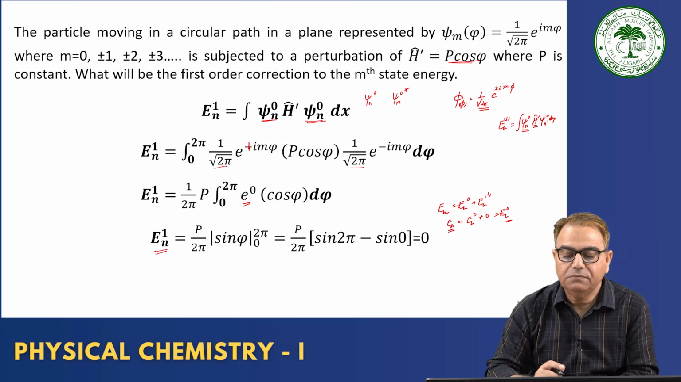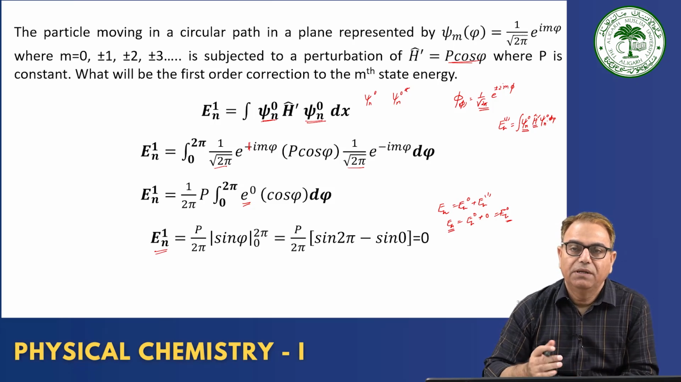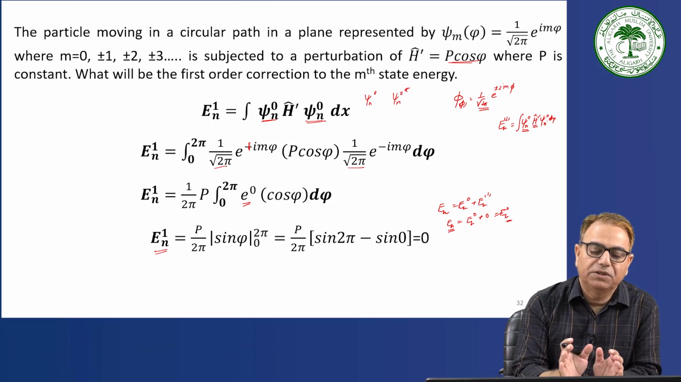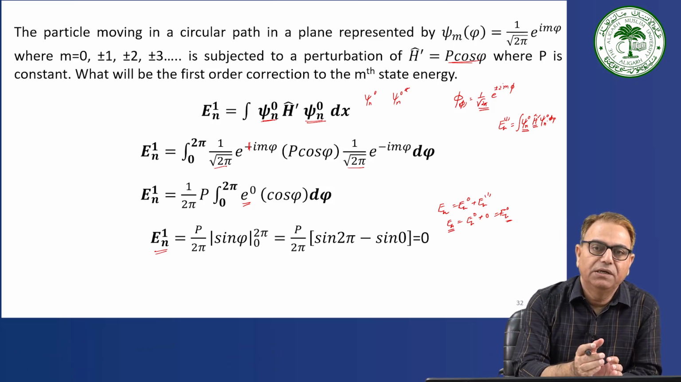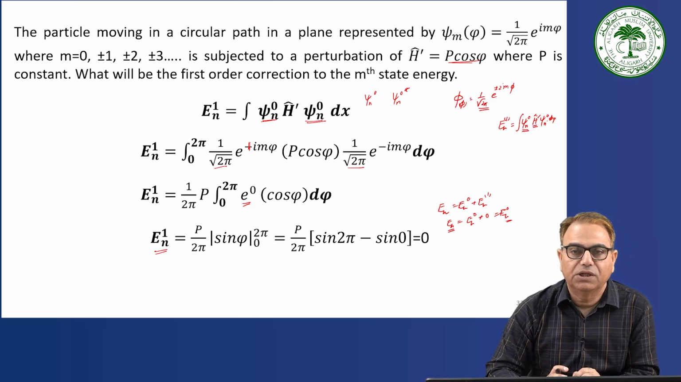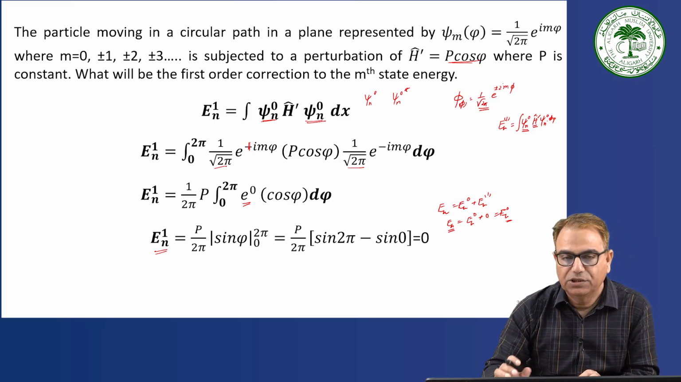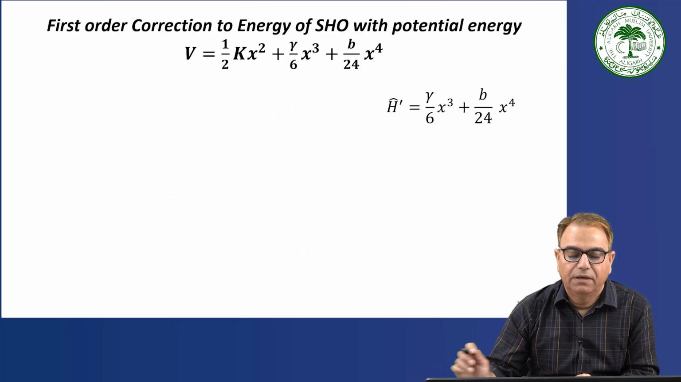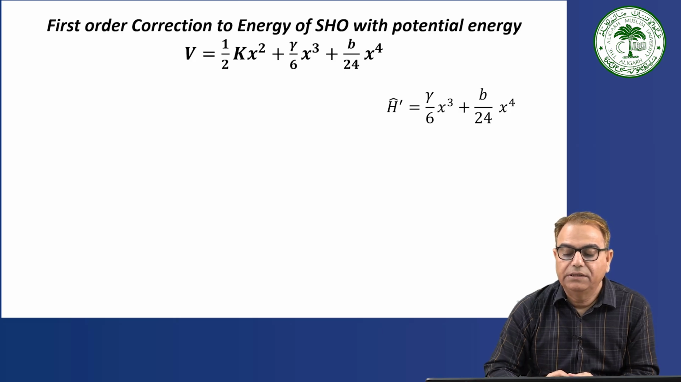Okay. So this is another problem, apart from the particle in a one-dimensional box. Particle in a one-dimensional box you have done, but beyond that, now it's a particle moving in a circular path with a perturbation p cos phi, where p is a constant. So then we can think of another problem.